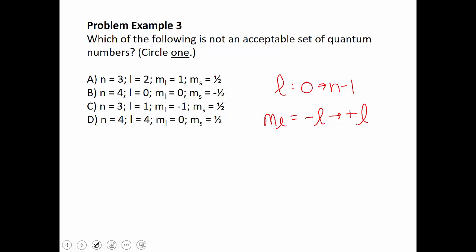Let's find out why. For D, n equals 4 and L equals 4. Well, if n equals 4, we can only go from 0 to n minus 1, and that's because in the n equals 4 shell, we can only have 4 subshells. And they start with values of 0. So we can have 0, 1, 2, or 3. That would be the 4 subshells. So L equals 4 is not possible. And so D is the answer here.